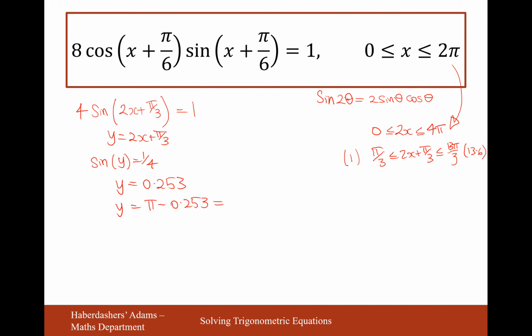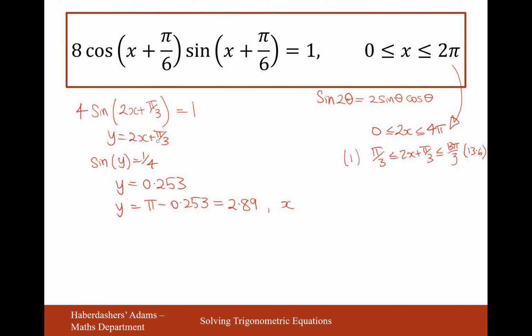which will equal, so I'll store this current value on my calculator for a, and then I'll do pi minus a, and that will give me 2.89. Now at some point I know I'm going to have to solve this and work out what x is, so I'll now do that while 2.89 is fresh in my calculator.